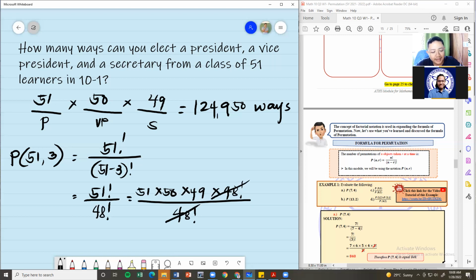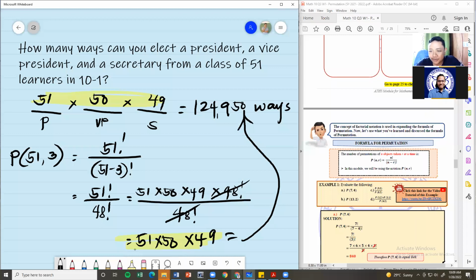So therefore, what's the answer? We have 51 times 50 times 49. Ayun. At saka ito. So, that's the difference. Kapag nag-FCP ka, automatic na doon ka na sa solutions ng final answer. Kapag nag-formula ka naman, you will follow the process. But that's also correct. Wala nang problema doon. And surely, since the same process lang sila, you will end up with the same answer.